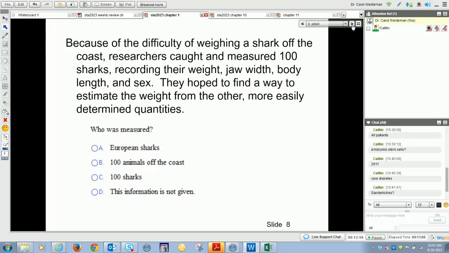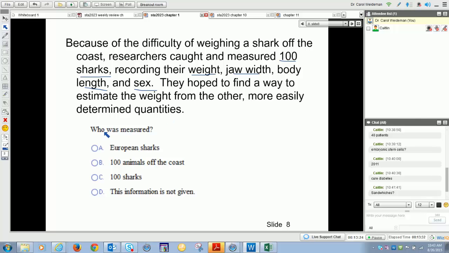Okay, there's a whole series of questions on the same scenario here. Because of the difficulty of weighing a shark off the coast, researchers caught and measured 100 sharks, recorded their weight. Sometimes when I'm reading through here, I like to kind of underline things I might need: 100 sharks, their weight, their jaw width, their body length, and their sex. And they hope to find a way to estimate the weights from the other more easily determined quantities.